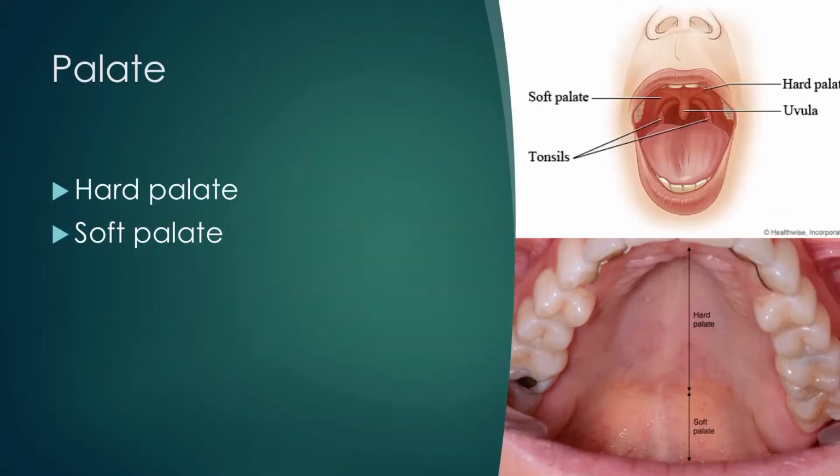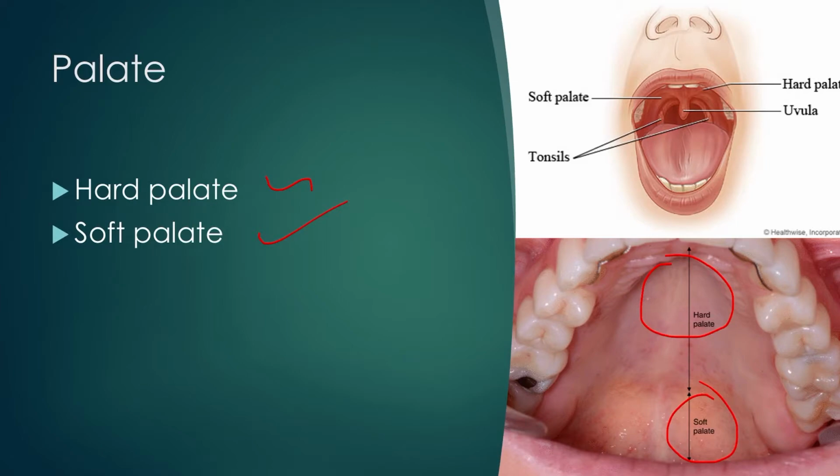Next is our palate. Our palate or roof of our mouth is also divided into two parts. The front part of it is towards the teeth and it has an underlying bone and is termed as hard palate. And the back part of it is termed as the soft palate.